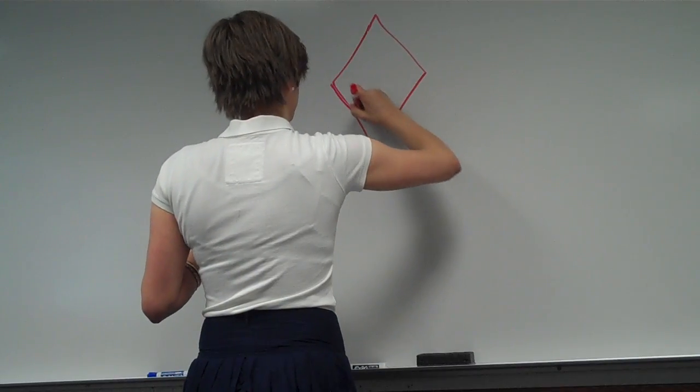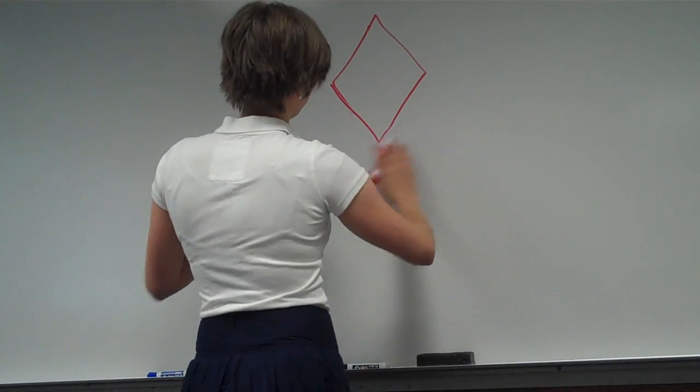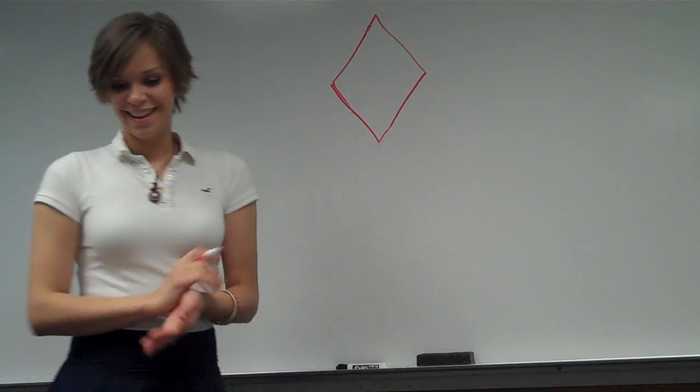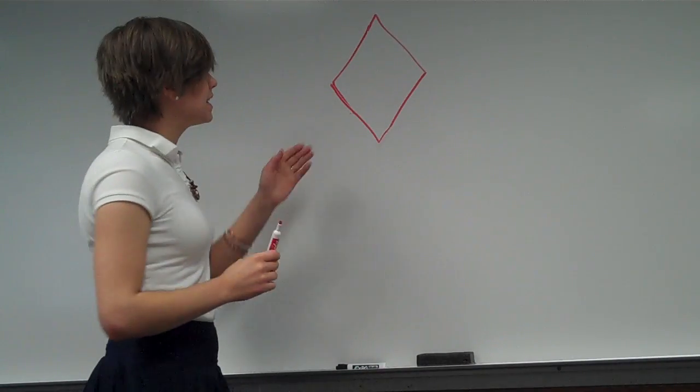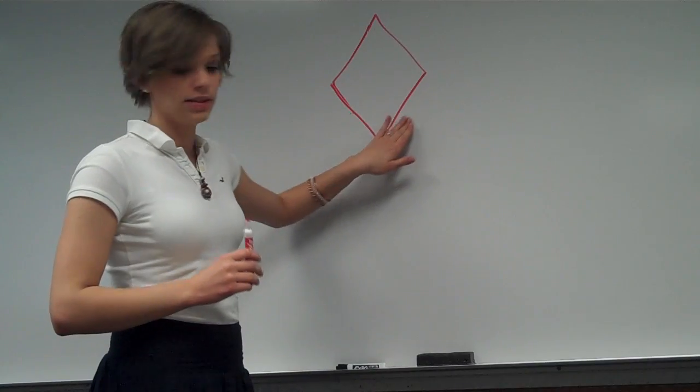This is a shape. This has equal sides, okay. All right, class, we're going to go through our steps and see if this shape is a rhombus.